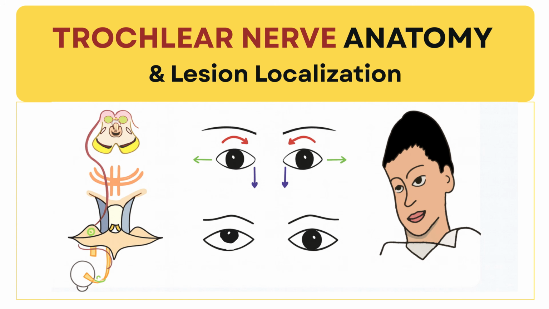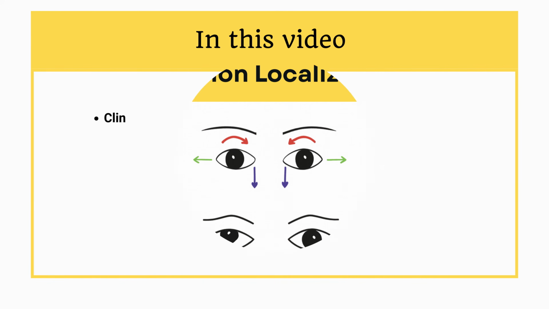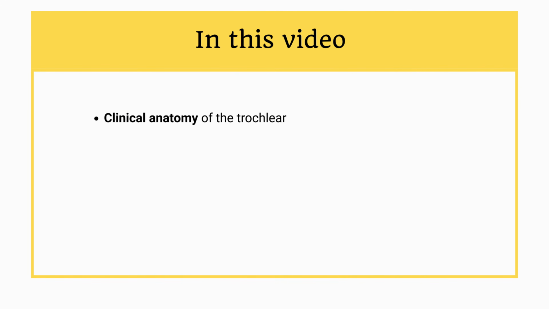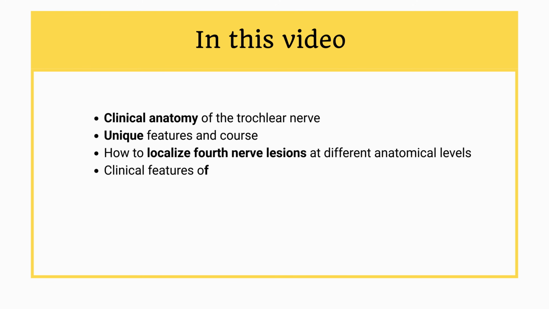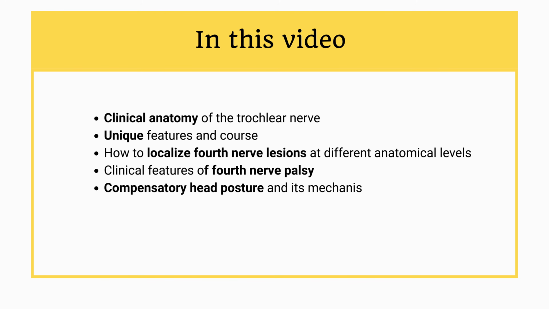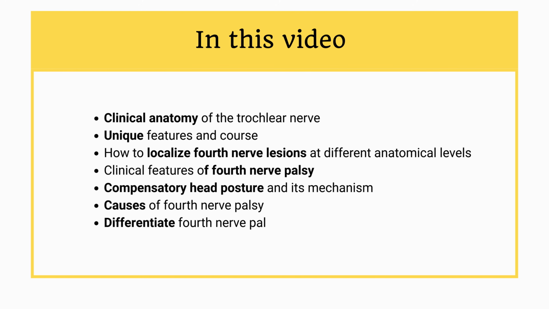Today we are going to study the trochlear nerve, that is the cranial nerve 4, along with its clinical correlates. So in this video we'll be talking about the clinical anatomy of the trochlear nerve, understand the unique features and the course of trochlear nerve, learn how to localize fourth nerve lesions at different anatomical levels. We'll also discuss the clinical features of the fourth nerve palsy in detail, clearly understand the compensatory head posture and its mechanism. We'll also cover the causes of fourth nerve palsy, and also most importantly we'll differentiate fourth nerve palsy from skew deviation, which is a very important differential and mimicker.